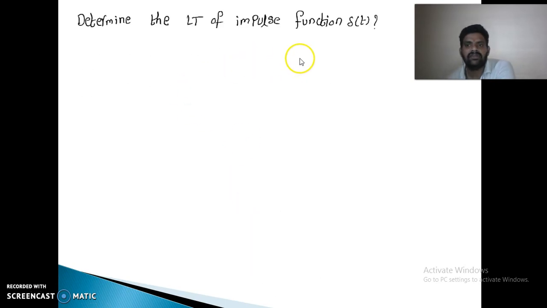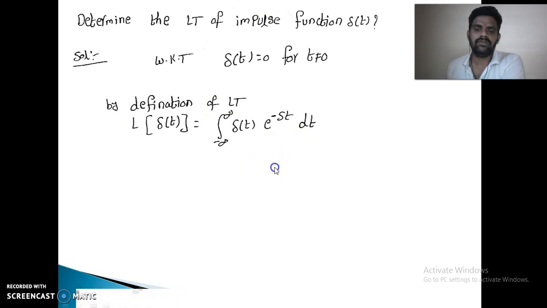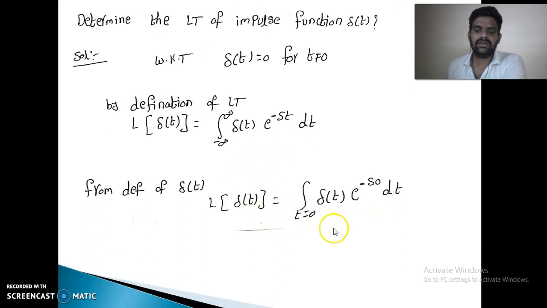Next, we determine the Laplace transform of the impulse function. The impulse function is defined as del of t equal to 1 at t equal to 0, and 0 for t not equal to 0. So the Laplace transform of del of t is integral from minus infinity to plus infinity of del of t into e power minus st dt. But delta of t is defined only at t equal to 0. Apart from t equal to 0 it becomes 0, so only at t equal to 0 is it defined, and there the value is 1.